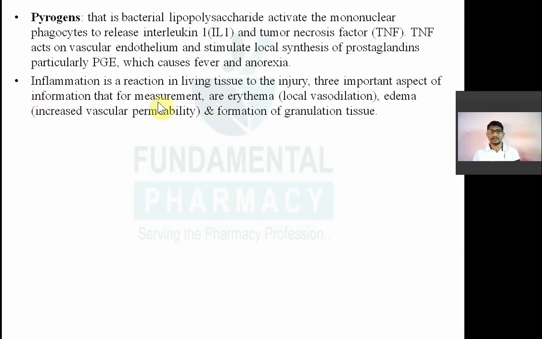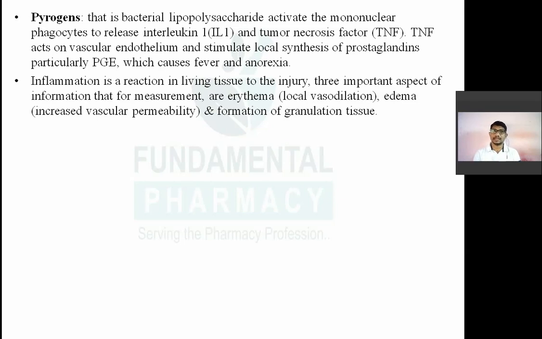What is inflammation? Inflammation is a reaction in the living tissue to injury. So whenever there is injury to your tissue or cell, your body will produce some chemicals, and these chemicals will cause platelet aggregation. Then there will be swelling, there will be redness, cutaneous vasodilation. Those reactions are nothing but the inflammation. So inflammation is the reaction in living tissue in response to injury.